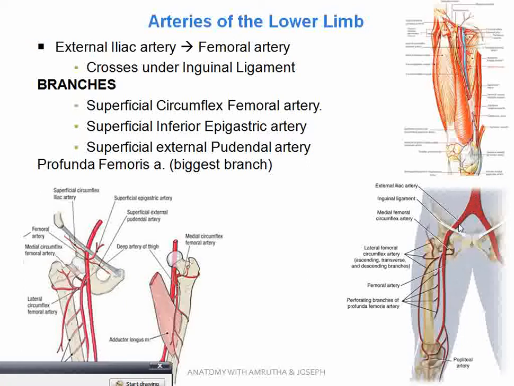External iliac artery is a branch of the common iliac. Common iliac is coming from the abdominal aorta. Here the internal iliac is not shown. Internal iliac supplies the pelvis. We have seen the last class. So a branch comes out like this, internal iliac. Then the external iliac continues as the femoral artery below the inguinal ligament, giving branches.